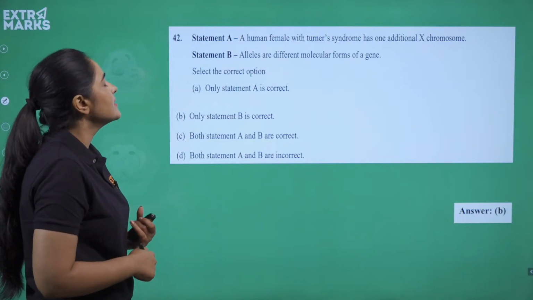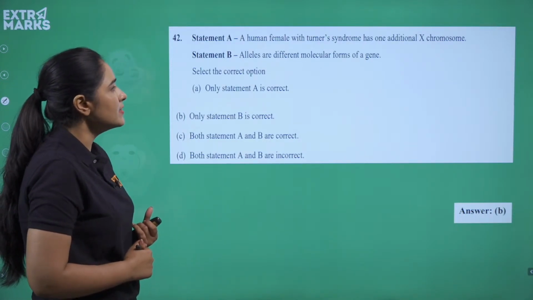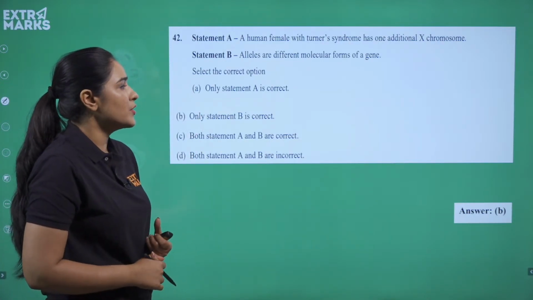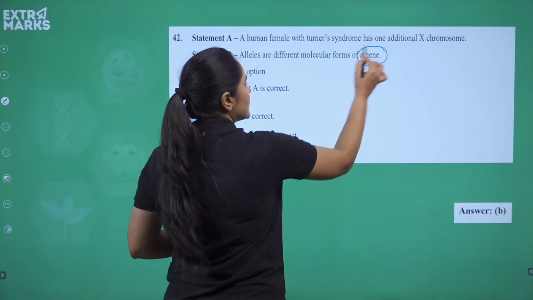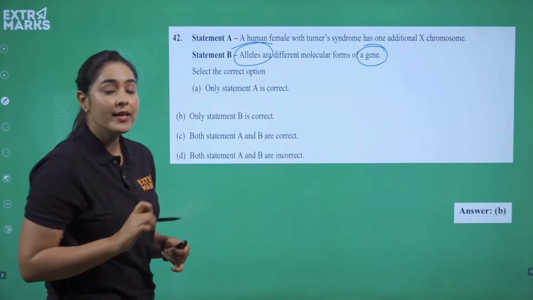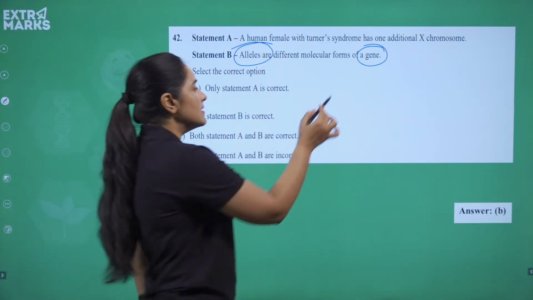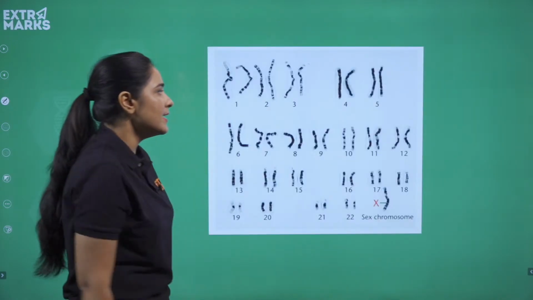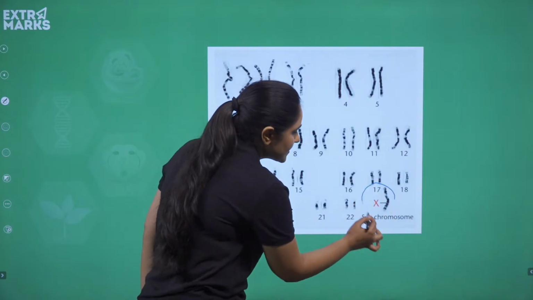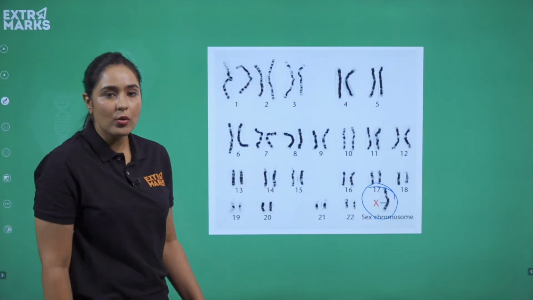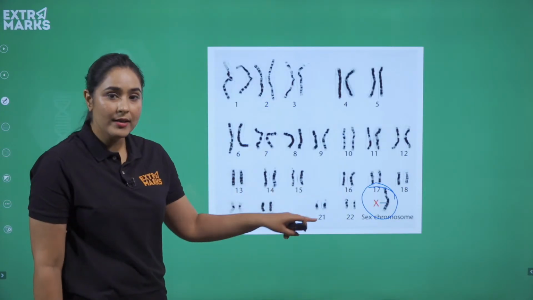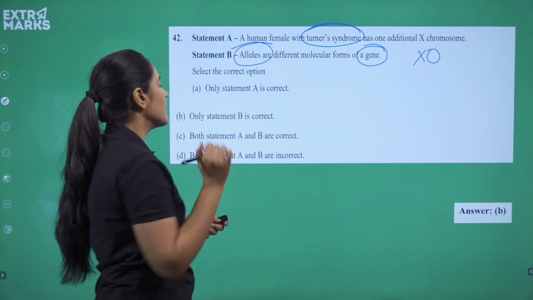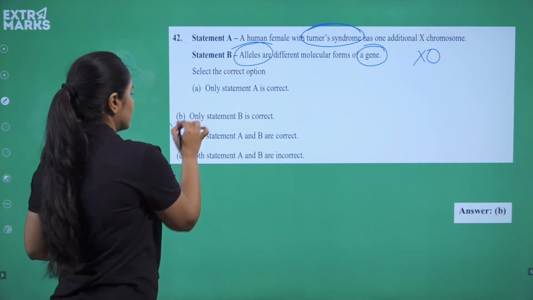Another question, statement A says that a human female with Turner syndrome has one additional X chromosome. And B says that alleles are different molecular forms of a gene. So obviously this one is correct here. Alleles are the alternative forms of a gene. But if we talk about the Turner syndrome, as you can see in this karyotype, we are having this condition, XO, only one X chromosome is here. So obviously this statement is incorrect. Only statement B is correct.